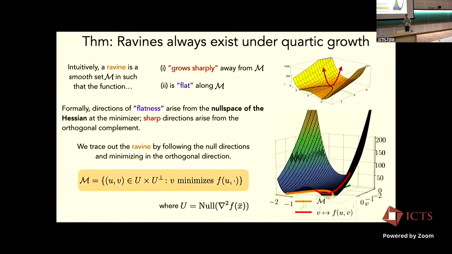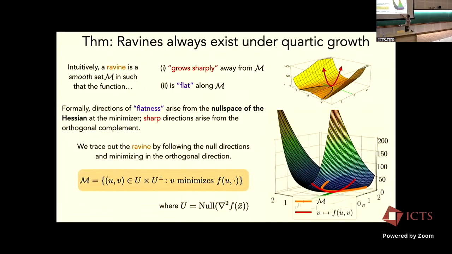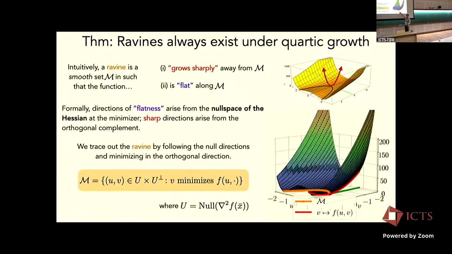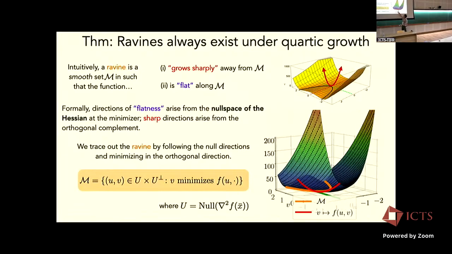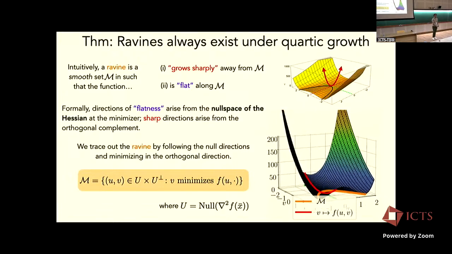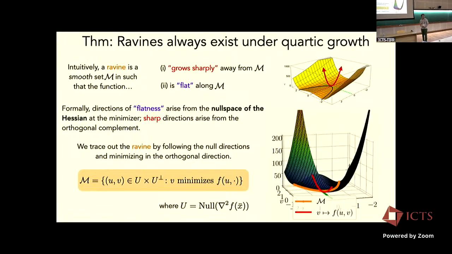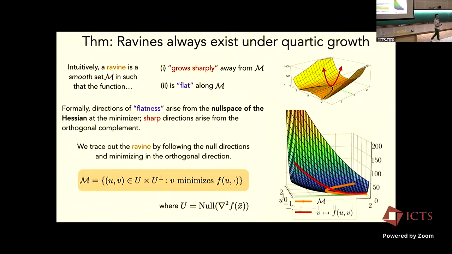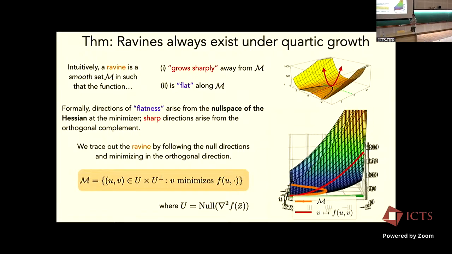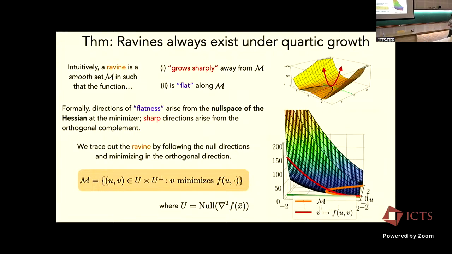And so in order to form the ravine, we can trace it out by looking at all directions in the null space of the Hessian, considering the slice of the function along that point, and then minimizing that slice. That will give us access to all of these points along this parabola here, okay? So this is one way to think about it. This is what we called in the paper the Morse ravine, because it comes from this lemma called the Morse lemma with parameters. It's just a consequence of the implicit function theorem. So it's pretty easy to sketch out, but it exists.